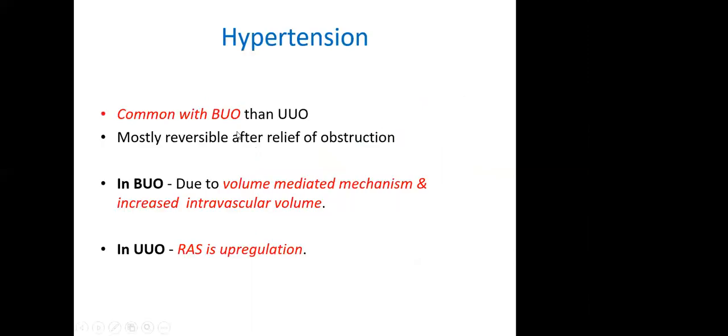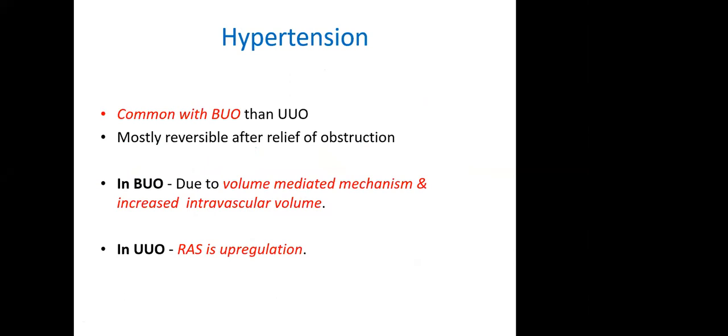Hypertension is the most common clinical finding we will see in chronic kidney disease. The patient will have elevated BP. This is more common in bilateral obstruction compared to unilateral, because in unilateral the normal kidney will function normally, hence there will be no hypertension. Why does hypertension occur in bilateral obstruction? Because of volume-mediated mechanisms.